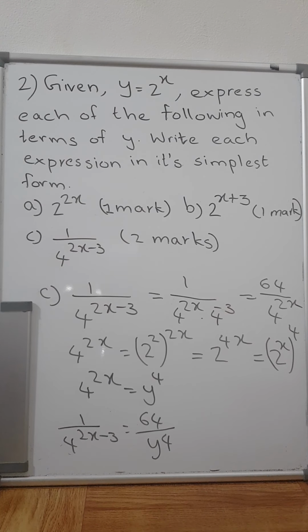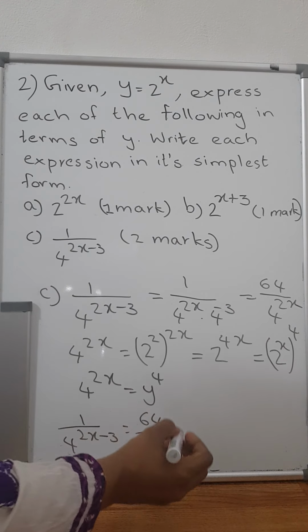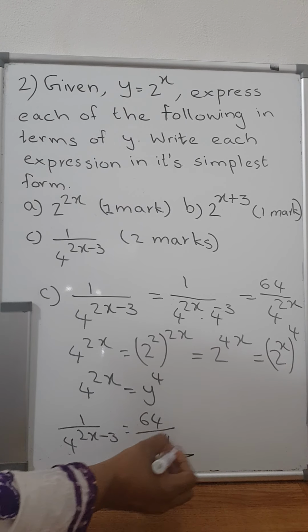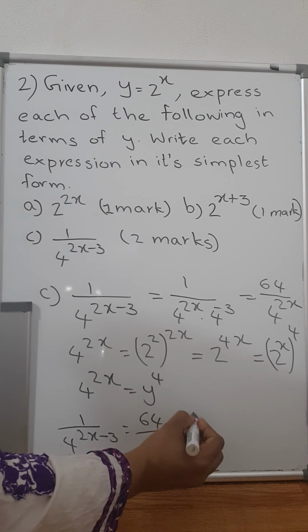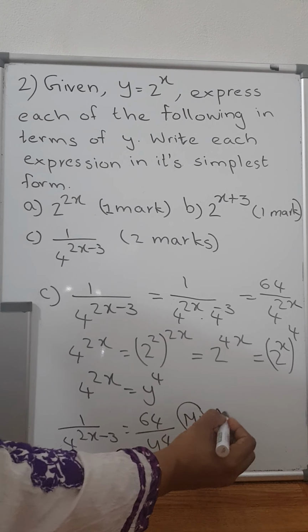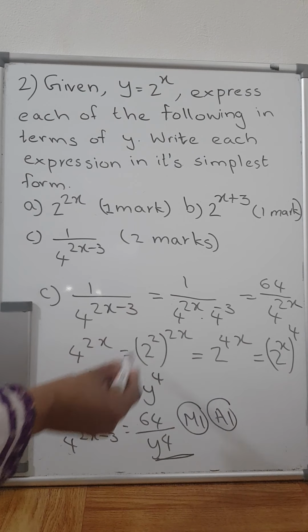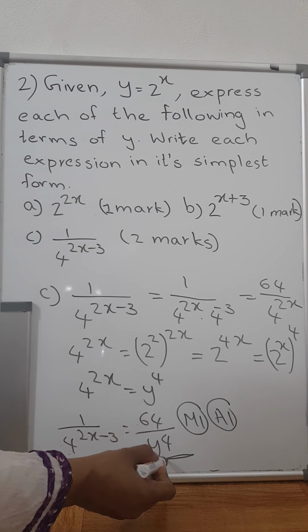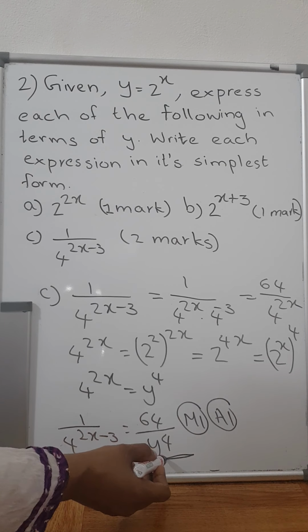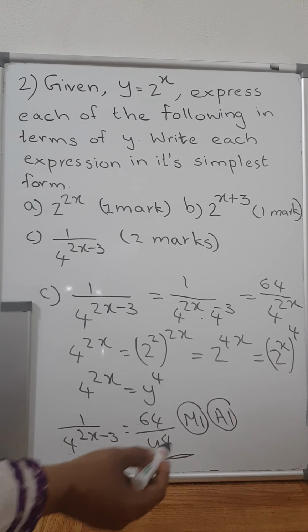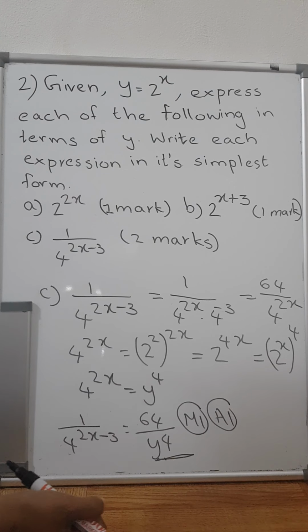The question carries 2 marks. We just need to show this, only this step. This step carries 1 method mark and 1 answer mark. All the steps in between, these are not needed. We need to show only this one step, 64 divided by y to the power 4, for getting method mark and answer mark.